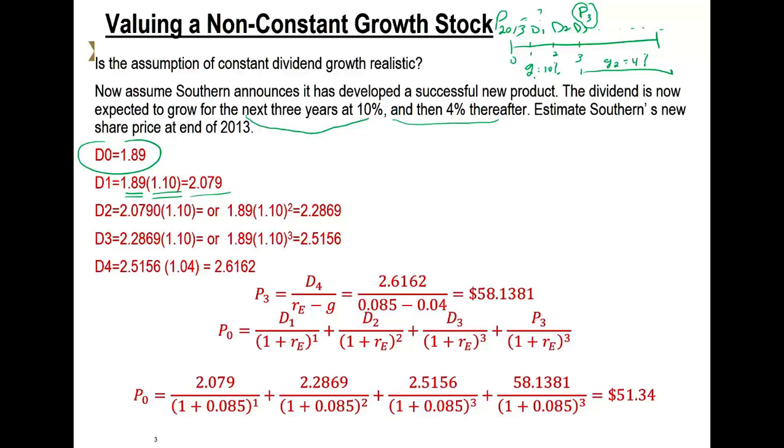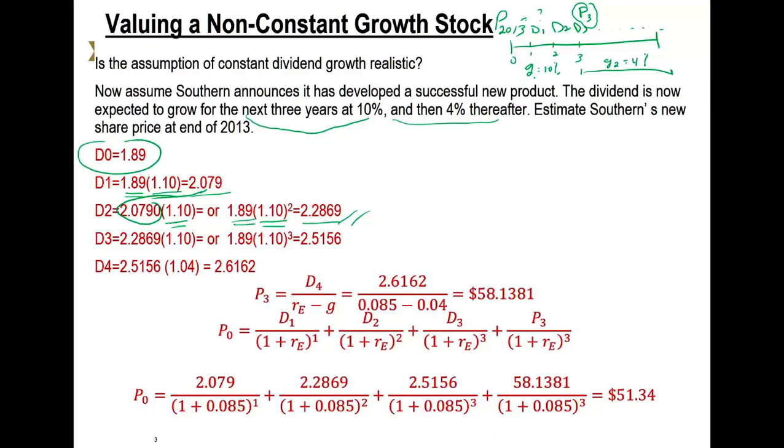There are two ways of doing that. You can just say the dividend in year 2 is the dividend in year 0, growing at 10% for 2 years. That will give you $2.28. Or you can say dividend year 2 is the dividend in year 1, growing 1 more year at 10%. So there are two ways of getting the same number, whatever makes you feel more comfortable. The point is that the dividend in year 2 will be $2.28.